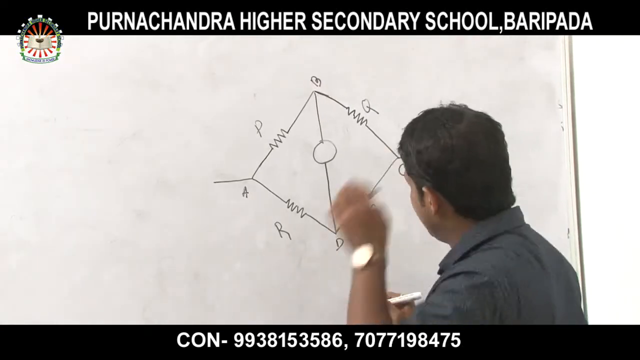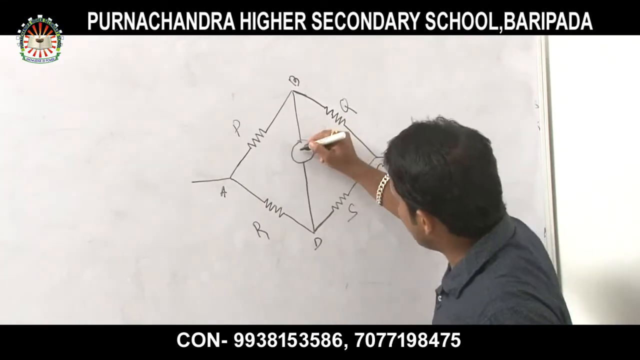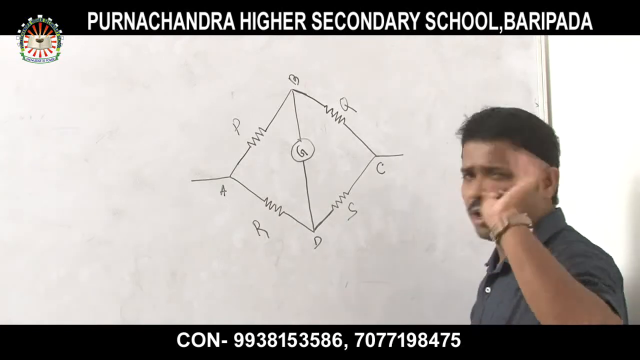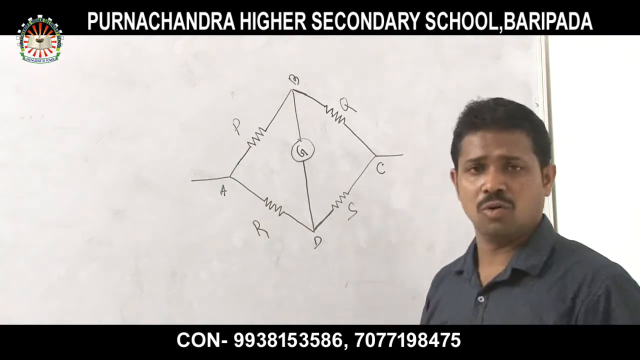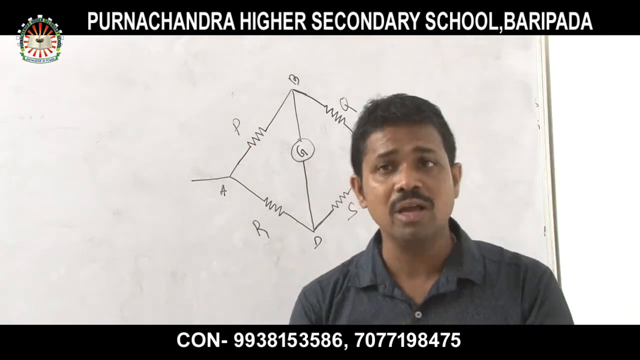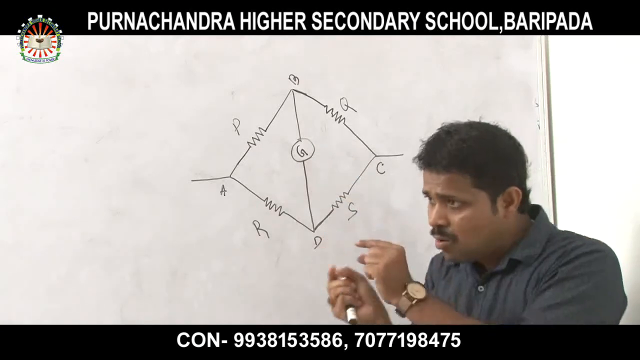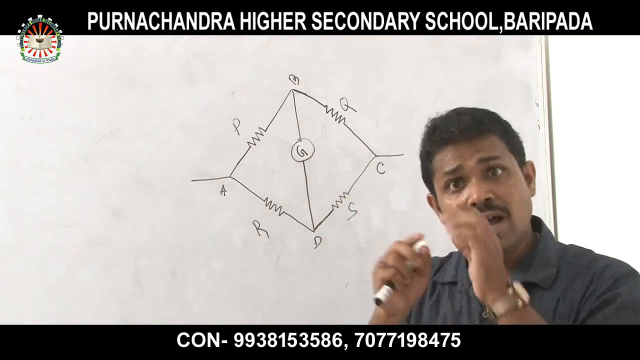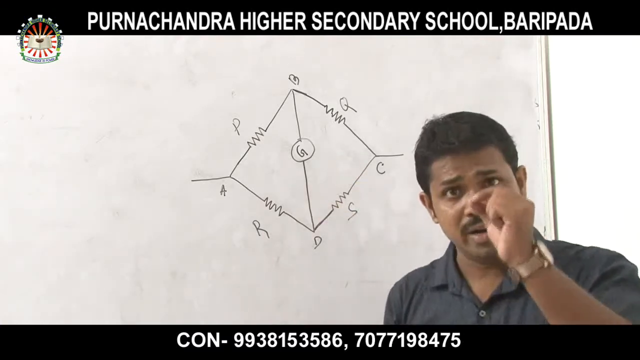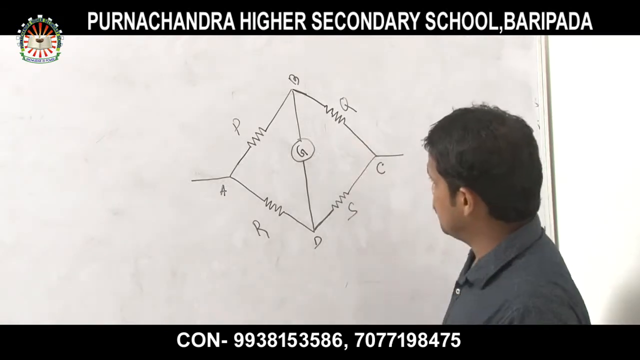So now between B and D, I want to connect a galvanometer G. Clear? And all of you very much know the function of a galvanometer. A galvanometer will detect a small amount of current. It is somewhat different from an ammeter. Look at it. An ammeter is a current measuring device, but a galvanometer is a current detecting device. It will detect the current. Okay, clear.